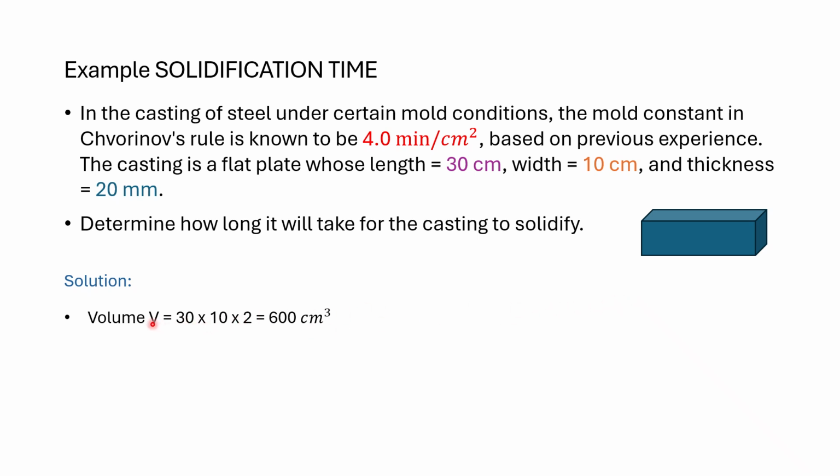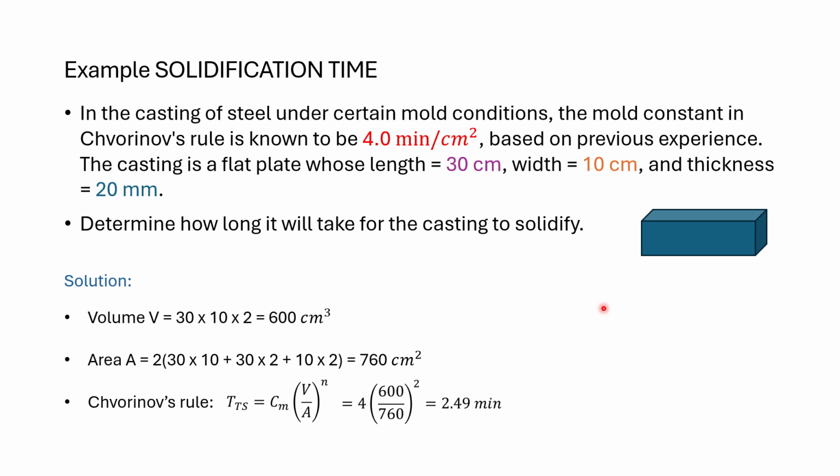So the volume is the length times the width times the height, 600 cubic centimeters. The area, we have 2 of each face. Face 1, face 2, and face 3. So we add them up: 30 times 10, top 1; 30 times 2, this face; and 10 times 2 is that face. We add them up, then we multiply by 2. And the area is going to be 760 square centimeters.